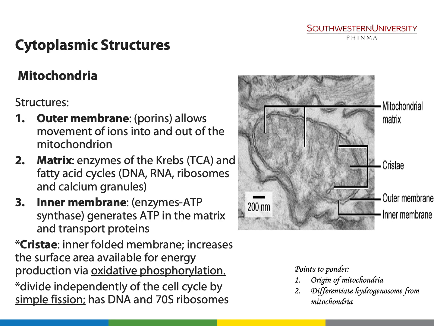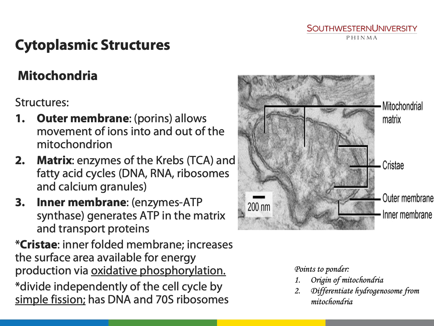So your mitochondria has three main structures. You have your outer membrane, your matrix, and your inner membrane. Your outer membrane contains proteins known as porins, which allow movement of ions into and out of the mitochondrion. The enzymes involved in the elongation of fatty acids and in the oxidation of adrenaline can also be found in the outer membrane.